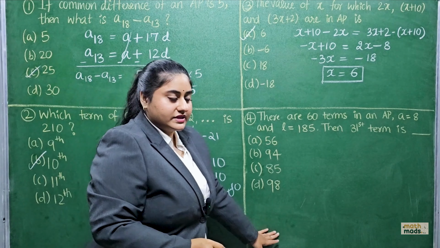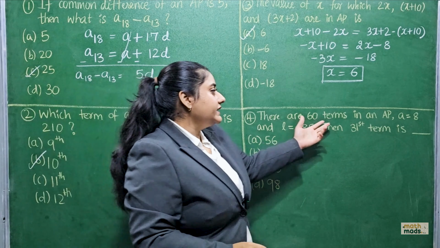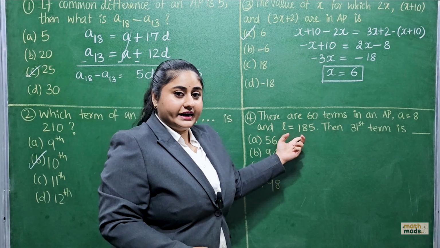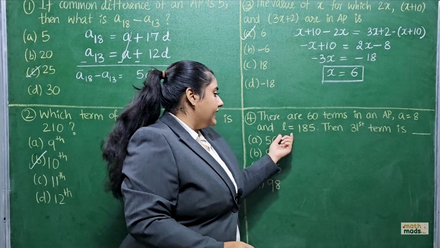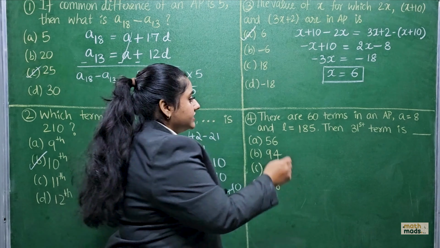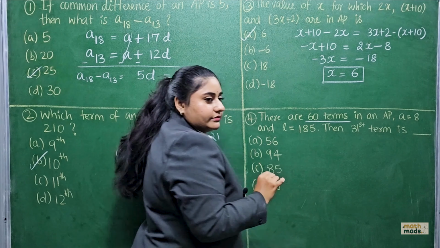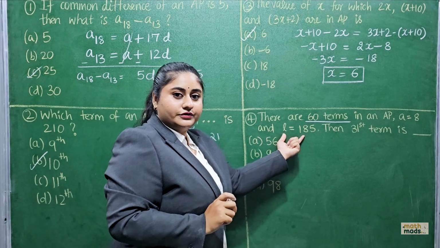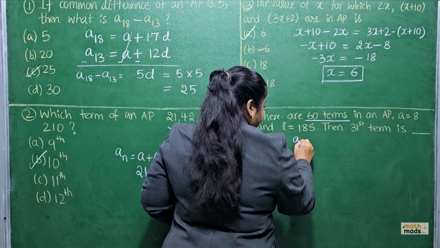Now let's go to the last MCQ. There are 60 terms in an AP. a is equal to 8 and l is equal to 185. So a is the first term and l is the last term. Then the 31st term is, now this is a finite AP. There are 60 terms. That means the 60th term is the last term. So here I have the value of the last term, that is a60.